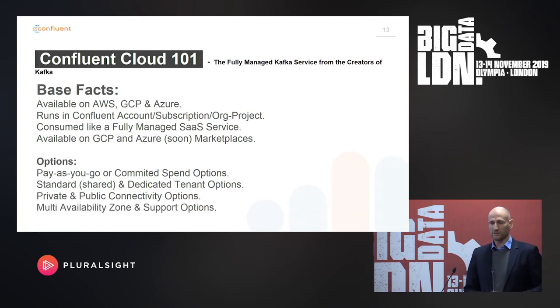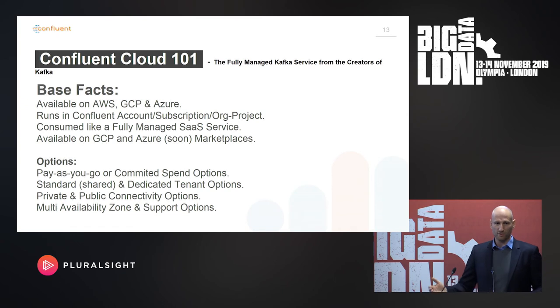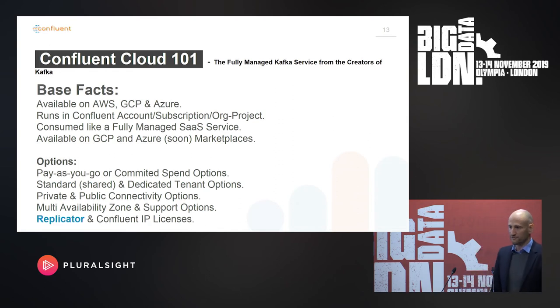We have multi-availability zones, so depending on your reliability requirements, the default is that we replicate data across three AZs to make sure that we have multiple copies of the data. And we have different support options, ranging from basic developer support. Actually, there's a free option as well, where you have community-based support, all the way to premier support with on-premise resident architects as well. So depending on requirements, there are different options there. And we also throw in licenses for the other Confluent IP that we have, which includes the replicator. So even if you're a Confluent Cloud customer, you still have access to the licenses to run some of the on-prem self-managed components like replicator included in the license.